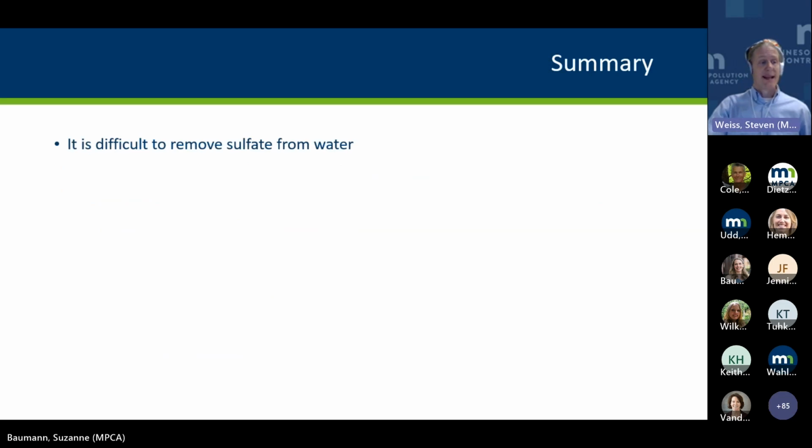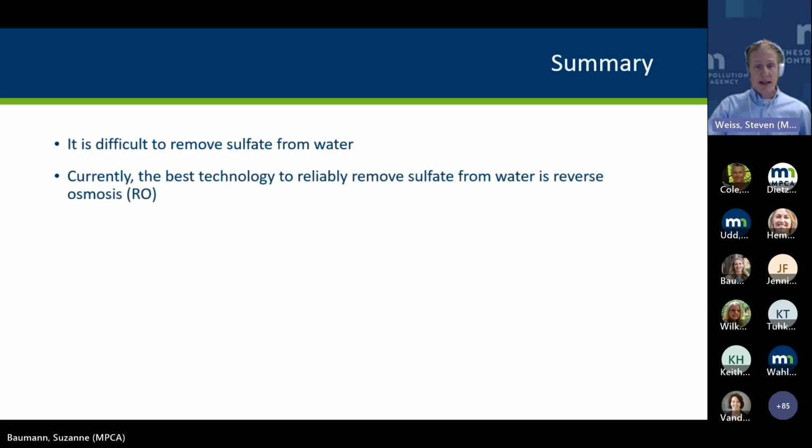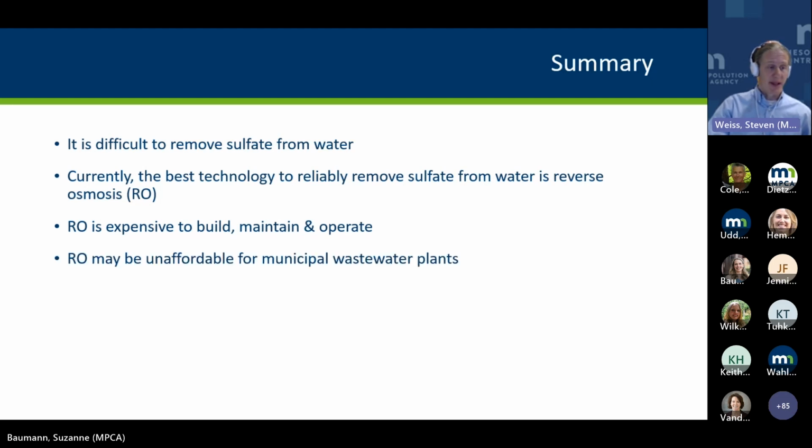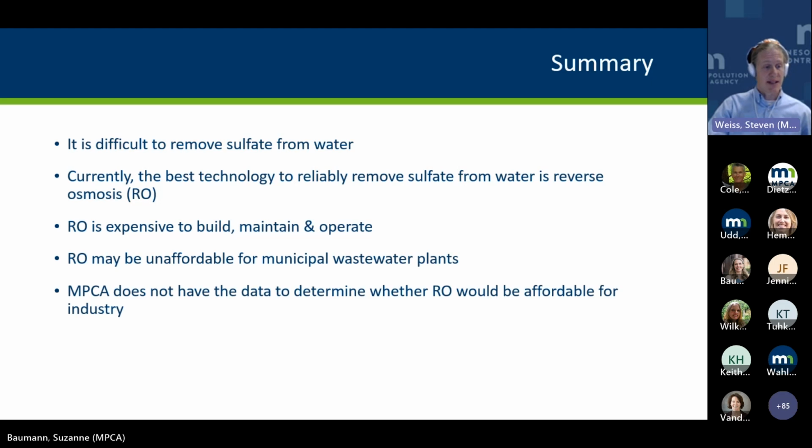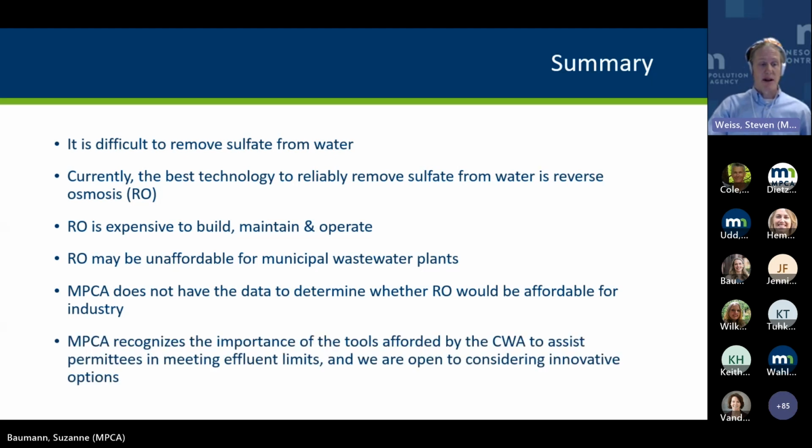So, in summary, it is really difficult to remove sulfate from water. Currently, the best technology to remove this is reverse osmosis. RO is very expensive to build and operate right now. We know that it's unaffordable for municipal wastewater plants. MPCA does not have the data to determine whether RO would be affordable for industries. And MPCA also recognizes the importance of the tools afforded by the Clean Water Act to assist permittees in meeting effluent limits. We're open to considering innovative options.